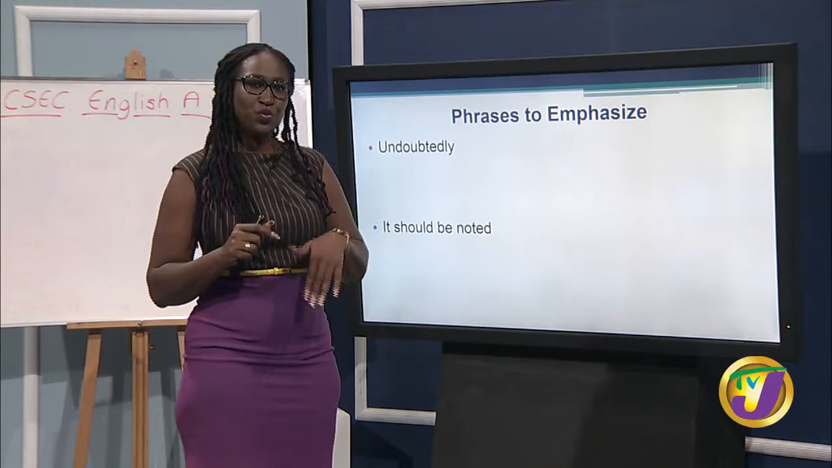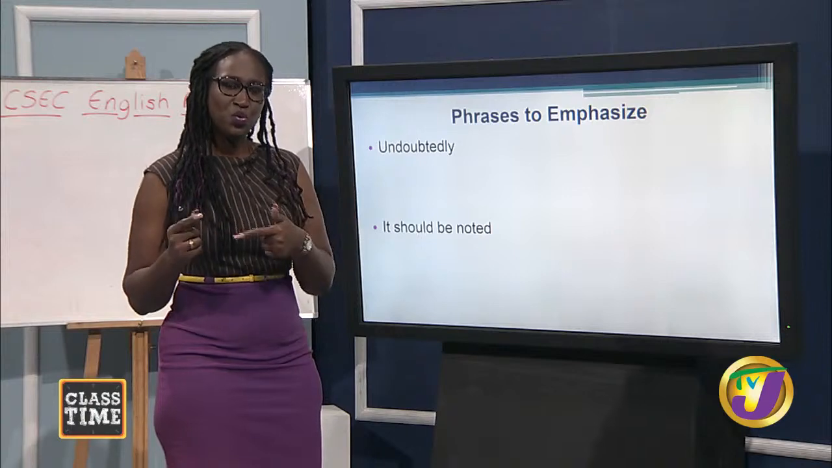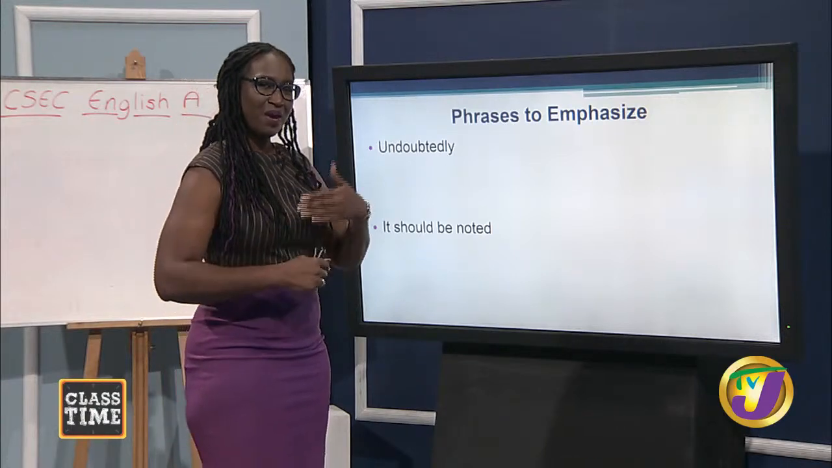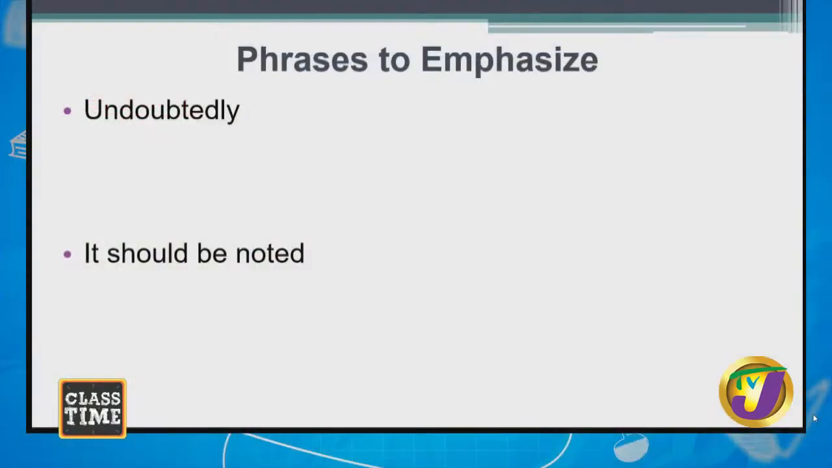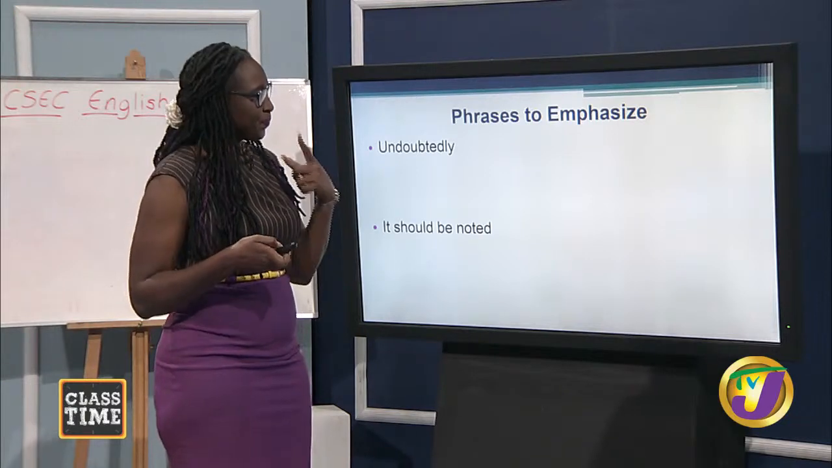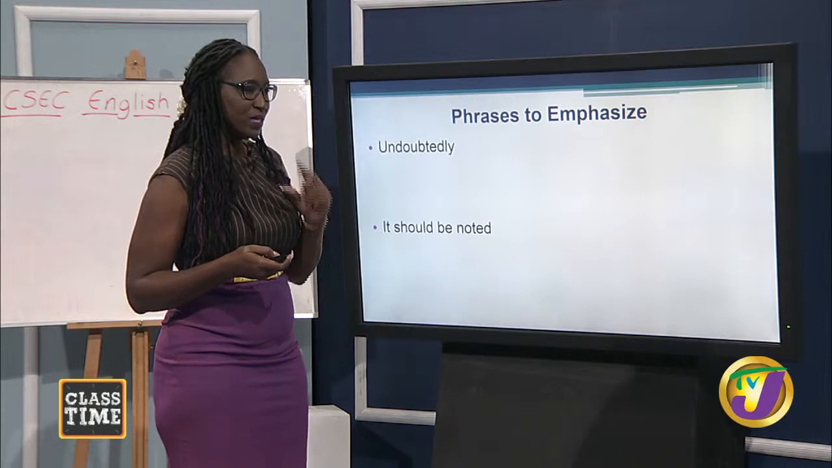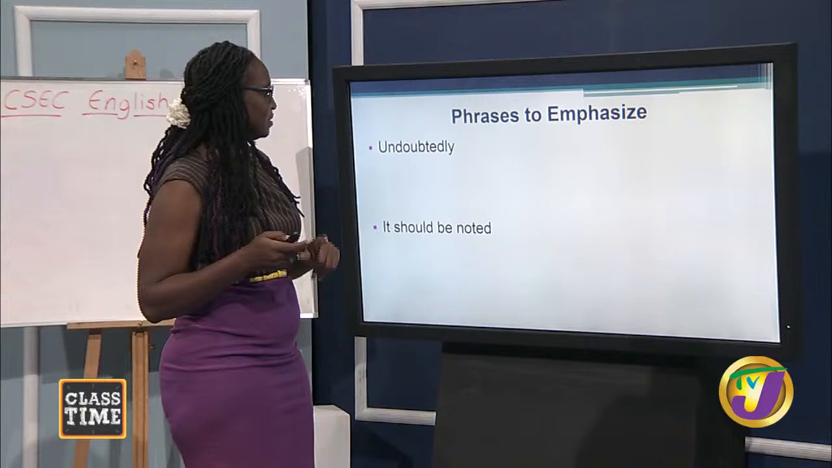Now look at how you would use undoubtedly. How would you use it should be noted? How would you use this to emphasize something about wearing uniforms or not wearing uniforms? What could you say using undoubtedly to emphasize a point you're trying to make? What could you say using it should be noted to emphasize a point you're trying to make? Have anything ready? Of course, you have something ready. Something is in your mind. If it's not even on paper, it's in your mind. So let's look at what you could do.